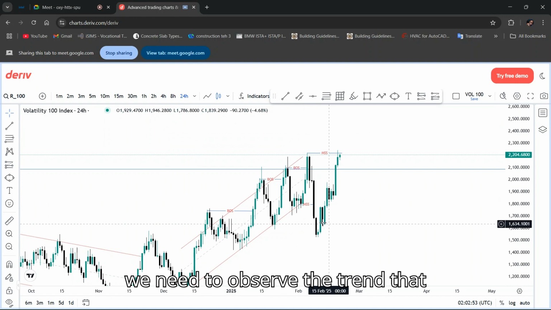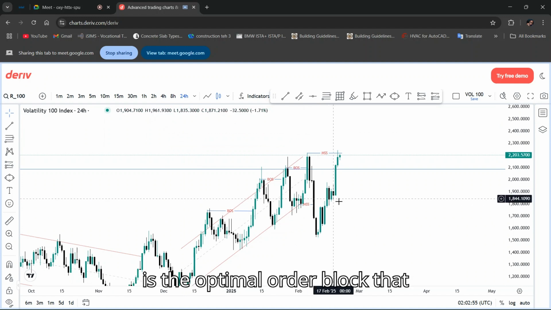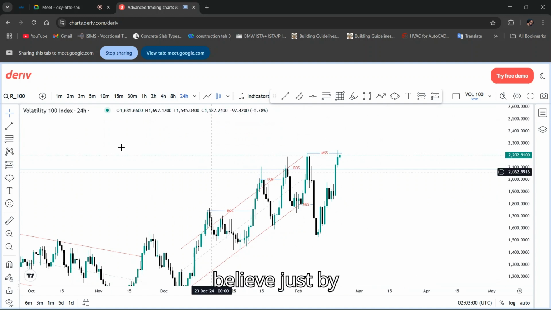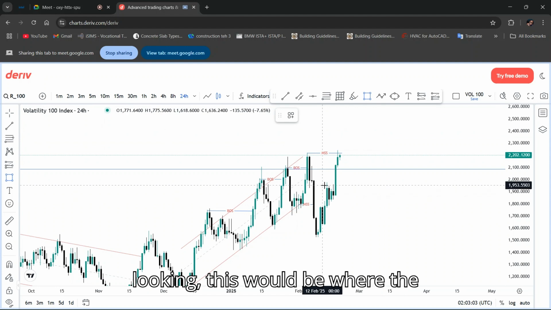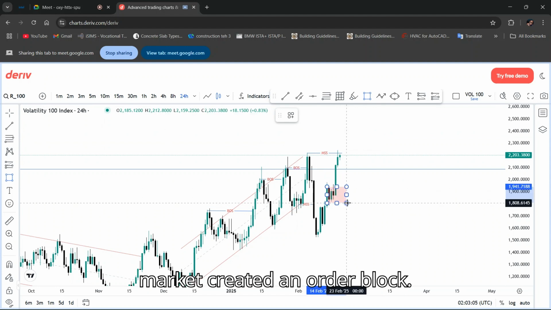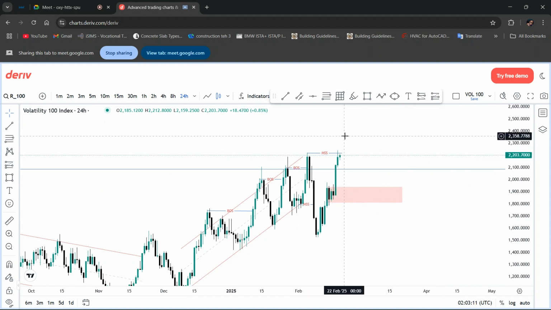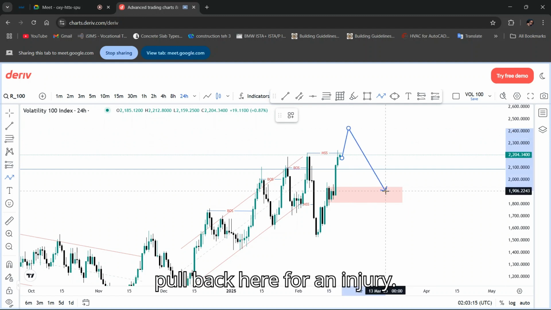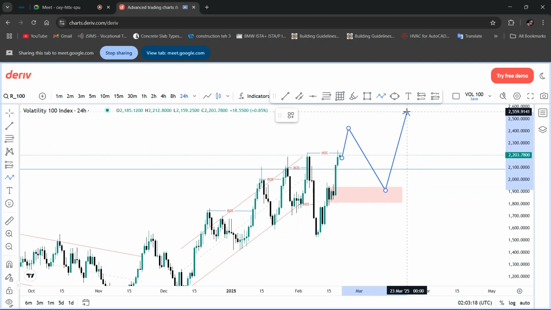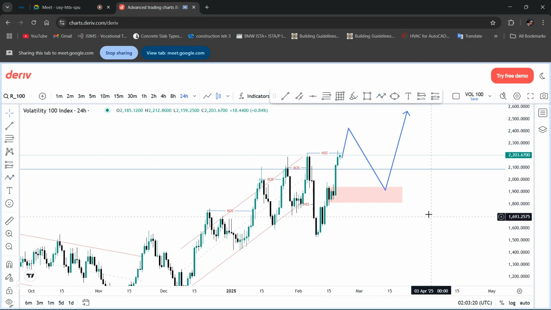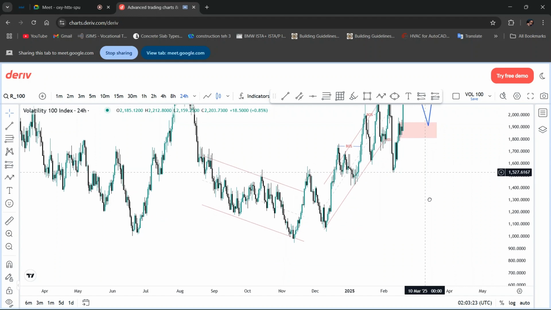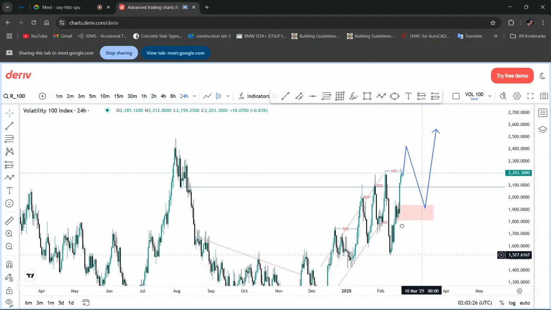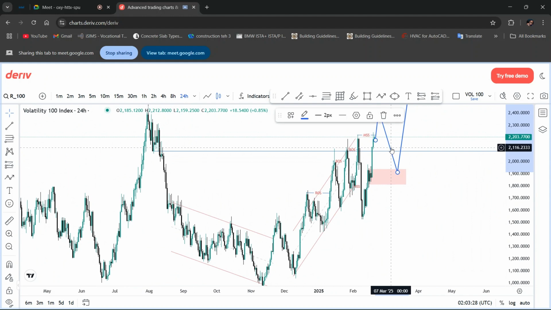we need to observe the trend that happened within this area and see where is the optimal order block that we're going to take entry from. And I believe just by looking, this would be where the market created an order block. So we have to wait till it breaks first. Because once it breaks and gives us a major structure shift, then we can expect it to pull back here for an entry to go higher. We need to see something like that.